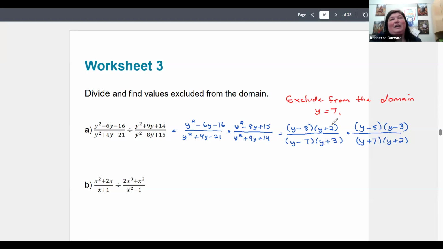Y plus 3, y can't be -3, or we have -3 plus 3, and then we have 0 on the bottom. Y plus 7, so I have to get rid of -7, because if I put in -7, then I have -7 plus 7, which is 0. And then y plus 2, I have to take out -2, or we end up with 0 on the bottom again. So what I exclude from the domain are 7, -3, -7, -2. Technically I have to write those in order from smallest to largest.